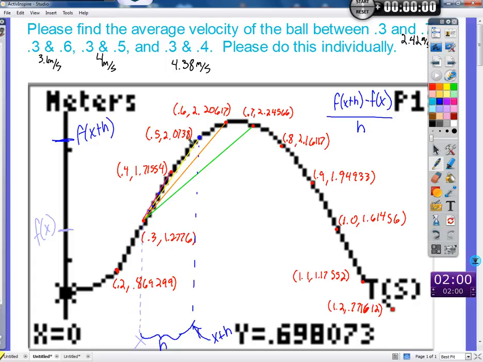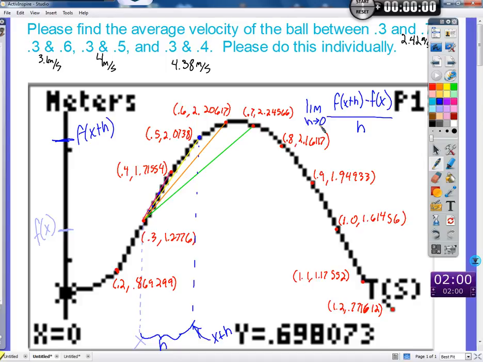Okay. So the closer we move that point, the closer the slope of our secant line is to the slope of the tangent line. So what do we want to do with h? Allow it to do what? Go to zero. So we're going to take the limit as h goes to zero. That's the slope of the tangent.